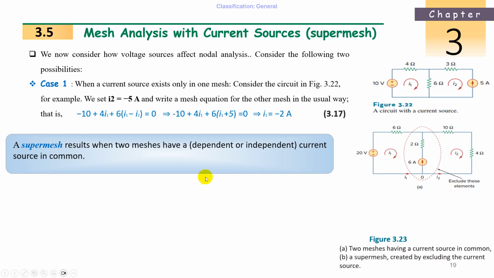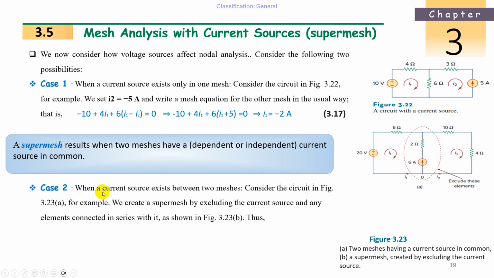Now, how to solve this one? Case 2, we call it. When a current source exists between two meshes, consider the circuit shown. We create a supermesh by excluding the current source and any elements connected in series. We exclude the current source. In this branch, maybe two resistances, maybe three resistances, the complete branch and the current source, we just eliminate it. Just remove it.